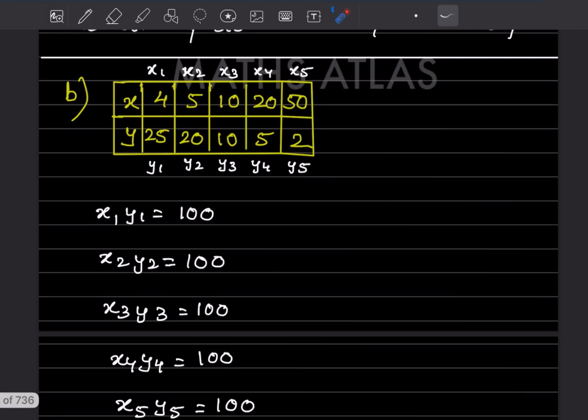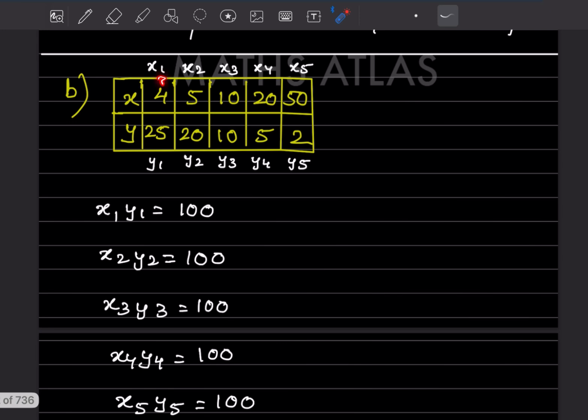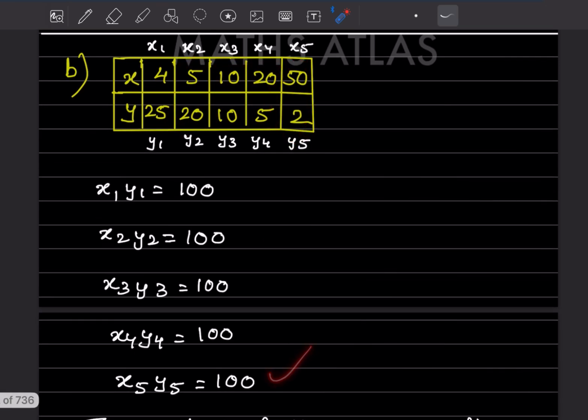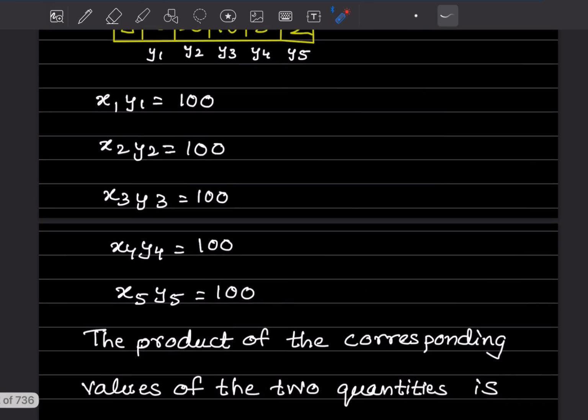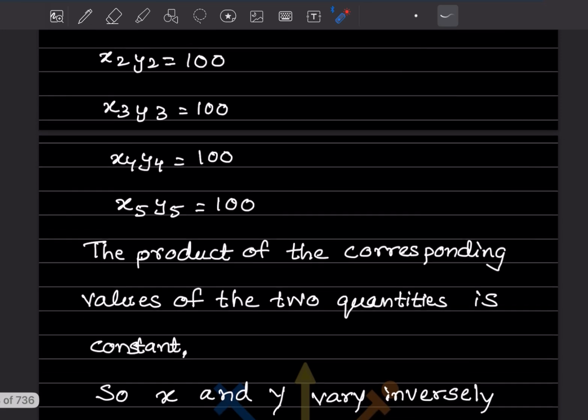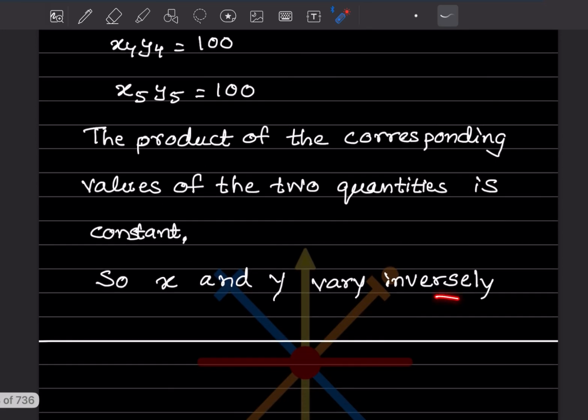Now in this case, again the same one. We'll write x1, x2, x3, x4, x5 and y1, y2, y3, y4 and y5. So when you multiply x1 into y1, that will be 100. Again for this it will be 100, this is going to be 100, this is going to be 100, and this is going to be 100. So what you can see is all the values are the same. So we can say the product of the corresponding values of the two quantities is constant. So x and y vary inversely.